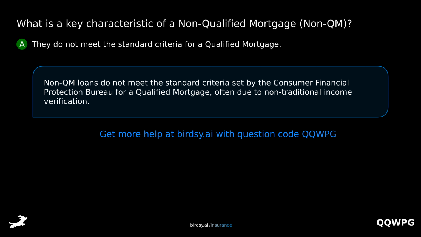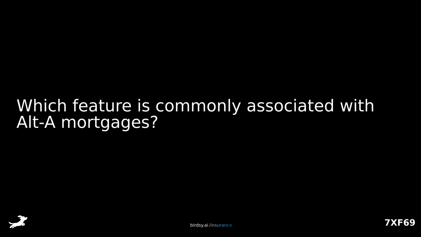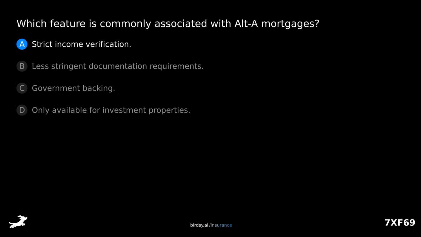Non-QM loans do not meet the standard criteria set by the Consumer Financial Protection Bureau for a qualified mortgage, often due to non-traditional income verification. Which feature is commonly associated with Alt-A mortgages? Is it A, strict income verification? B, less stringent documentation requirements?